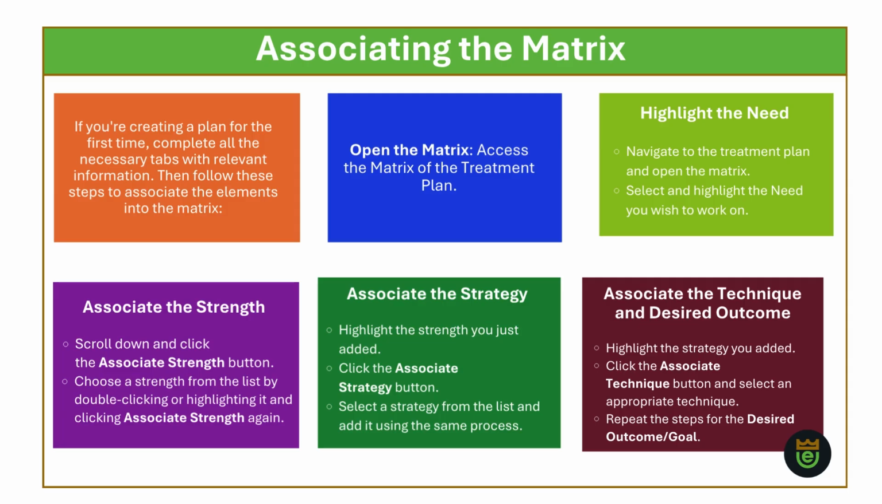Highlight the strategy, click Associate Technique, and choose an appropriate technique that supports the strategy. Follow the same steps to add a desired outcome or goal that reflects the intended result of the intervention. This process should be repeated until all relevant tabs are connected, ensuring that the need is linked to the strength, then to the strategy, followed by the technique, and finally to the outcome or goal.